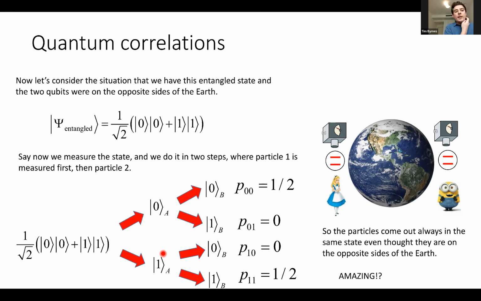Then what's going to happen is, when Alice makes the measurement, after the first measurement, this branch will happen with a probability of half, and this will happen with a probability of half.